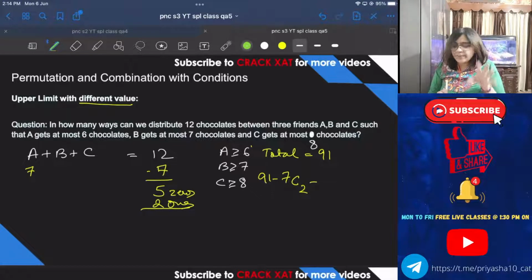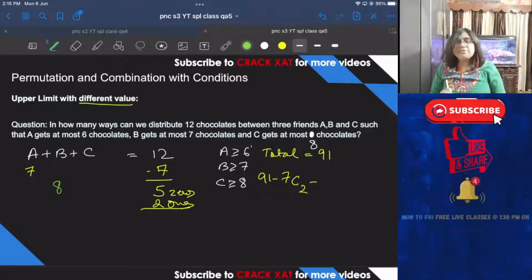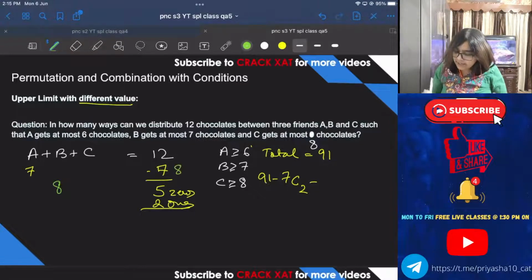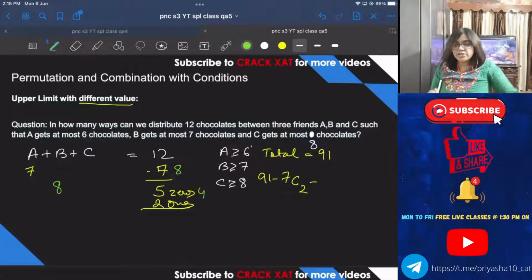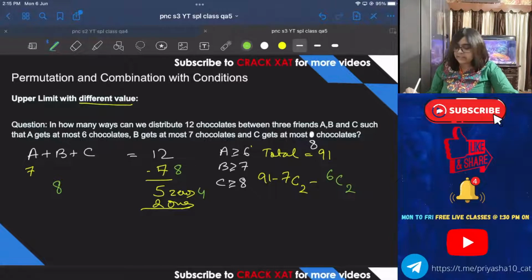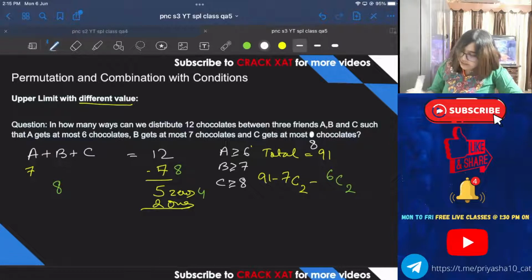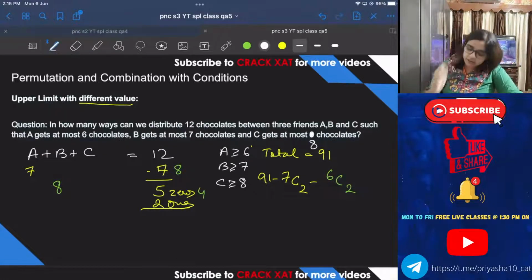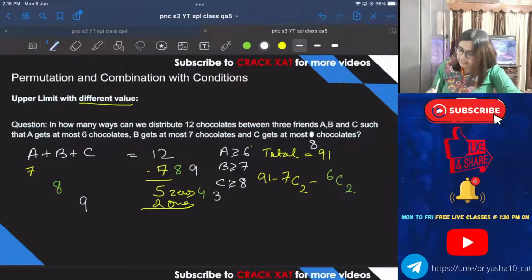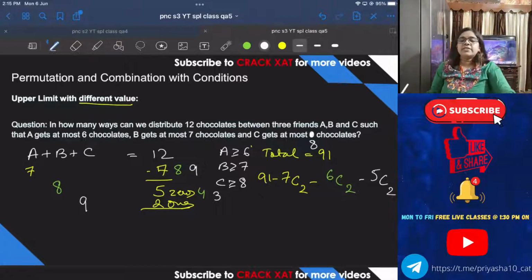कंडीशन ऑफ B इज उसके पास at most 7 होना चाहिए, maximum 7. सो violate करने के लिए we will use 8 and if I subtract 8 I will get 4 zeros. Correct. If I get 4 zeros, the total will become 6C2. एक और color लेते हैं and that is white. The total maximum chocolates given 8. So the violating condition is 9. If I subtract 9, I get 3 zeros. So this becomes 5C2. That's your answer.